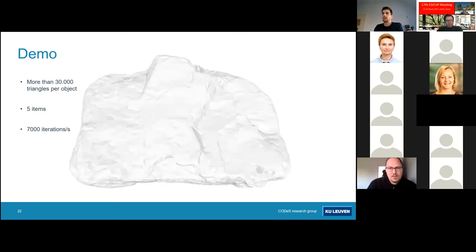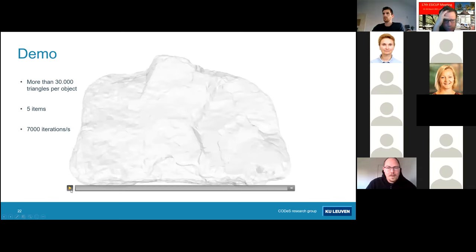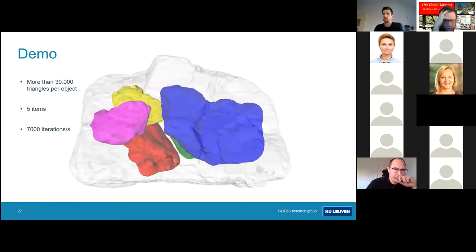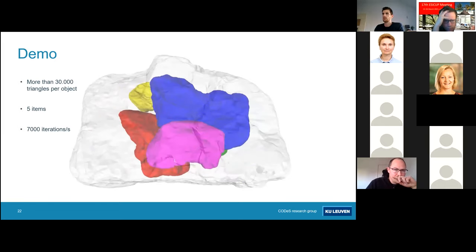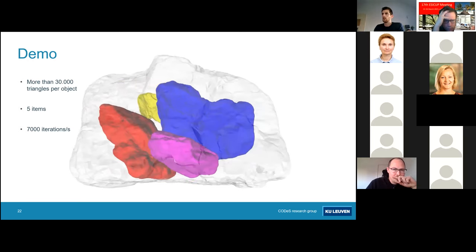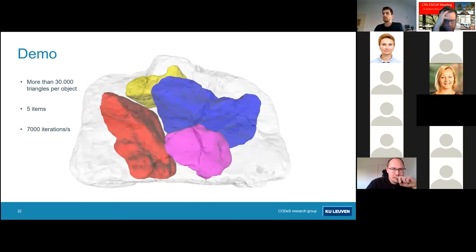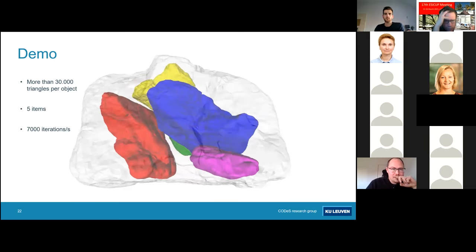To finish, I'd like to show a small demonstration of one of the algorithms on the instances. Here we have an instance with more than 30,000 triangles per item, and we let five different items optimize inside a larger container. And even though these are really complex shapes, we still manage to get about 7,000 iterations per second, which is a really good result.